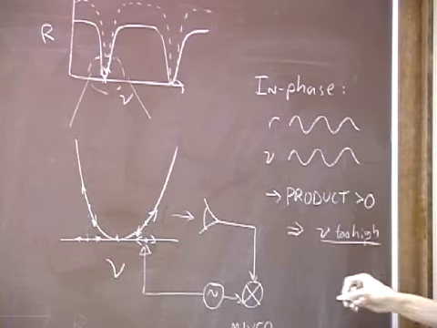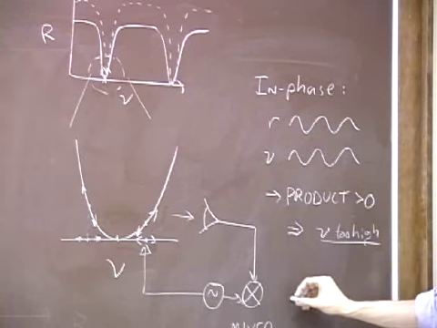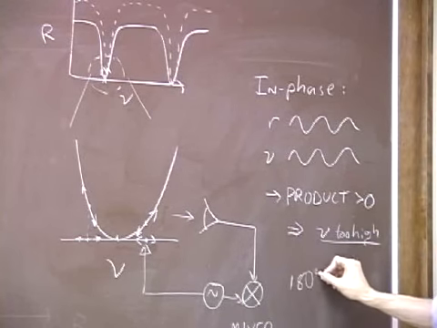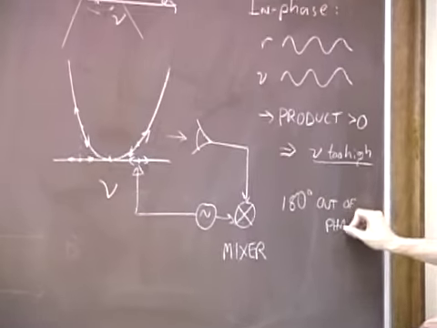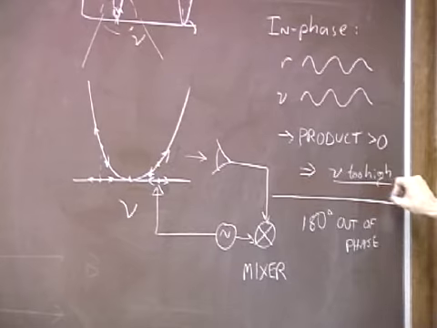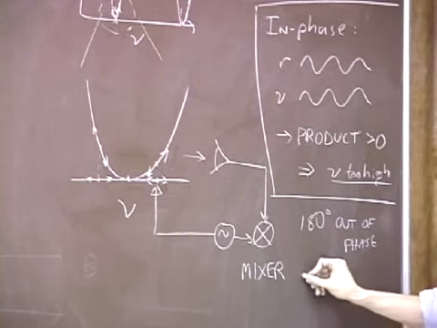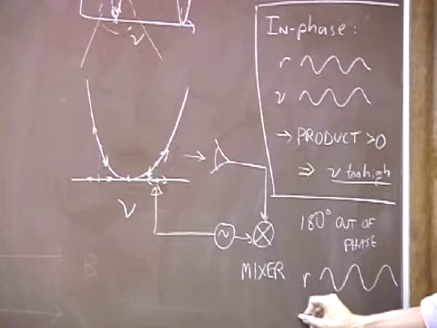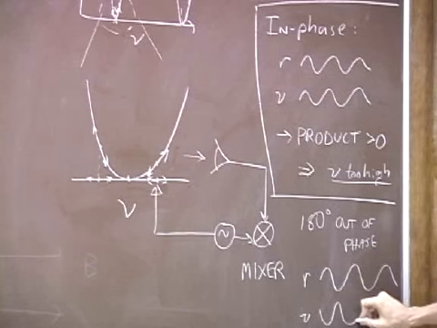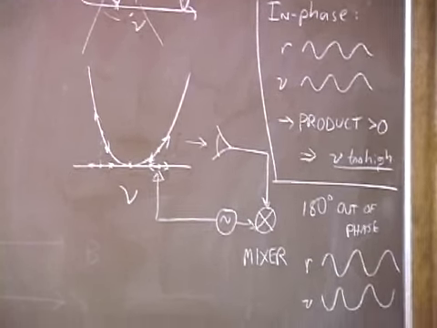And that should tell the control system to push the frequency down. Similarly, if we are 180 degrees out of phase, so that's one case. If we are 180 degrees out of phase, then R looks like that, but nu looks like that, and the output, or the product, is negative. The product of these two sine waves is negative.